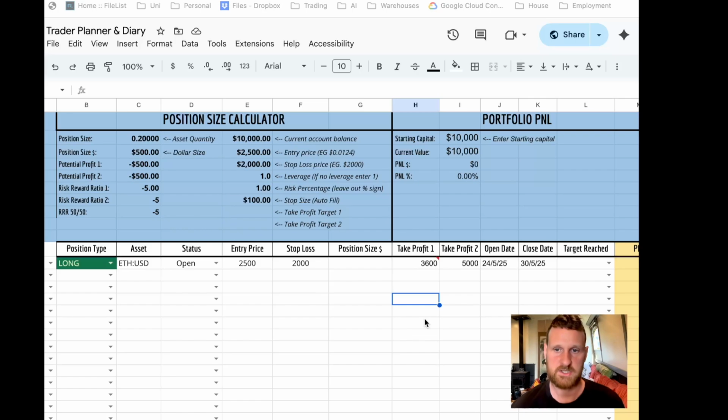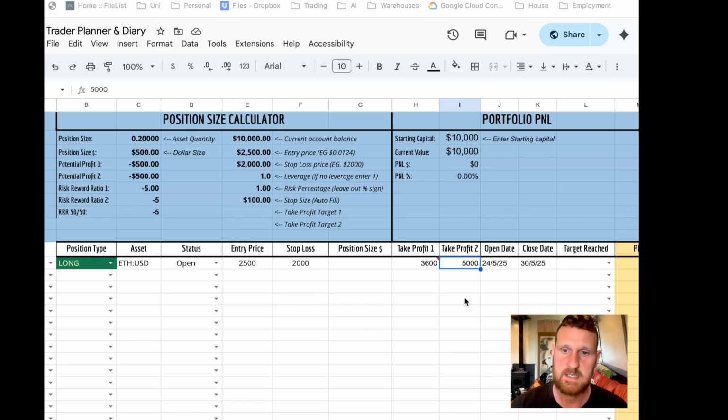Now let's go back to the sheet. You can enter the take profits here. I use the high volume node ones, 3,600 and 5,000. You don't have to set 2 take profits. This is just how I do it.